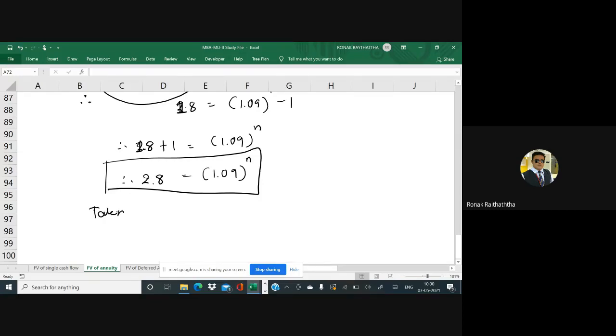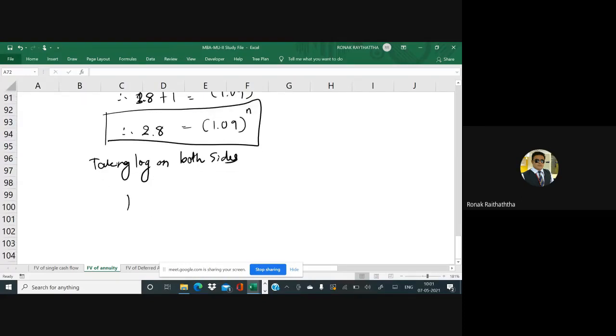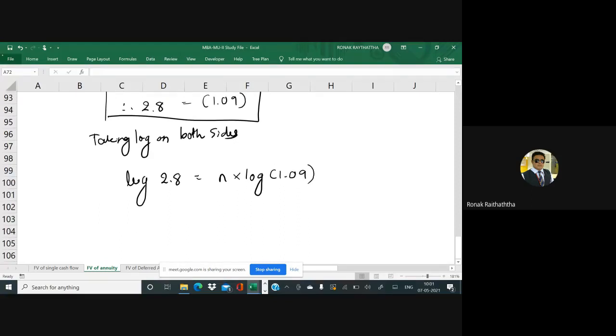Taking log on both sides. So log of 2.8 equals n multiplied by log of 1.09, because whatever is in the power will come into multiplication if we take the log of it. That was the first rule I had explained to you yesterday, right? So I can also write it as log of 2.8 divided by log of 1.09.